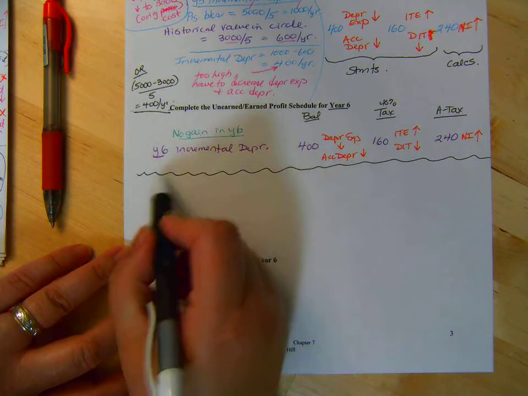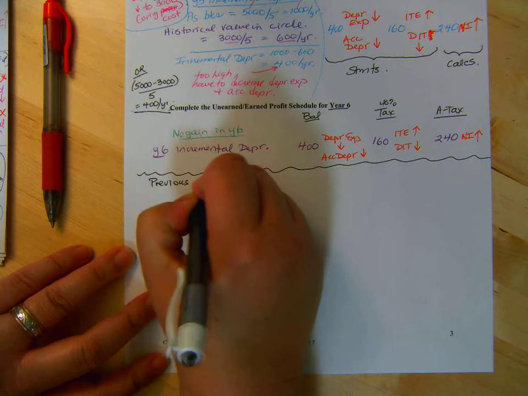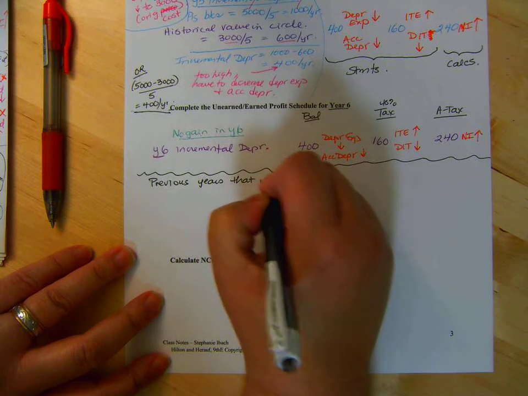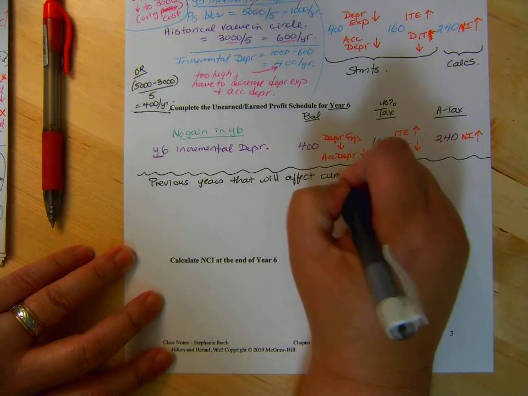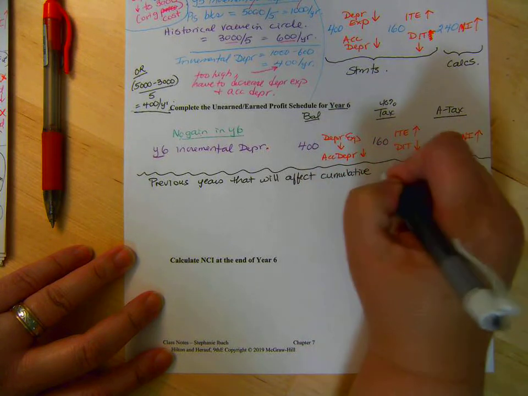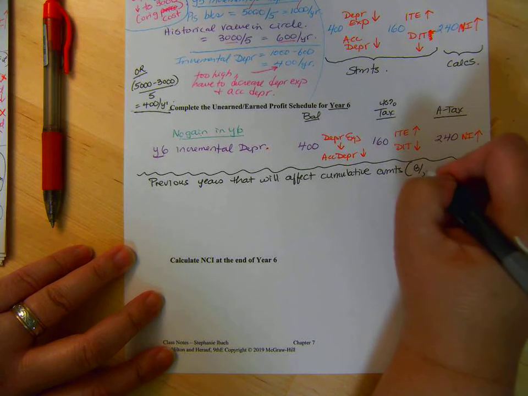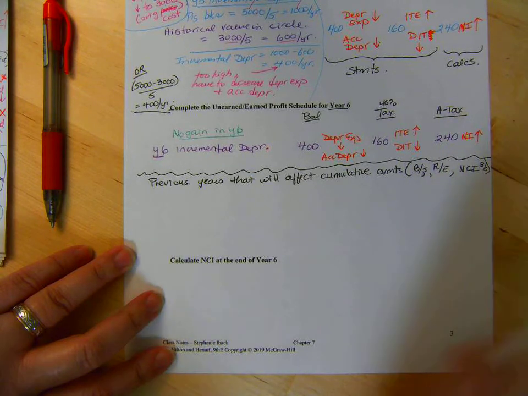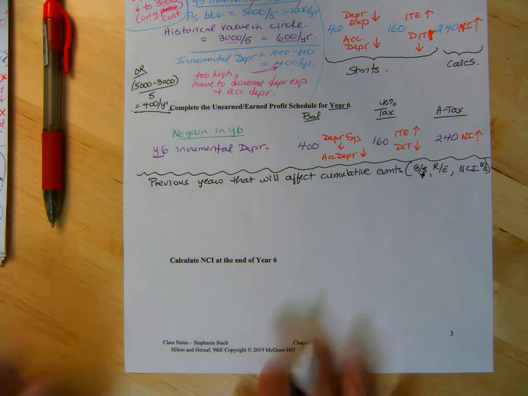So now we need the previous years that affect, or that will affect, the cumulative amounts. So that's balance sheet, retained earnings, and NCI on the balance sheet. This is balance sheet. There we go.